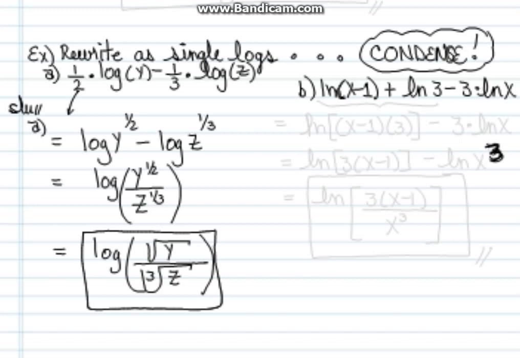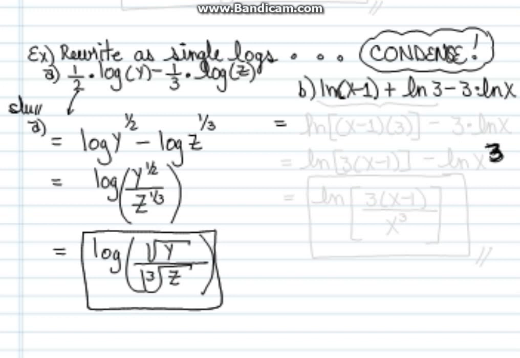Let's do part B. Part B is natural log, that's log base e, of course, of the parenthesis number x minus 1, plus log base e of the number 3, minus 3 times log base e of the number x. I'll just call those natural logs. I'm going to deal with the first two terms first. They both have the same base.